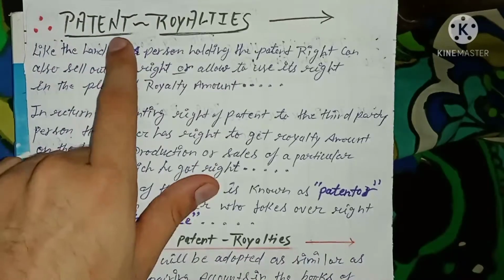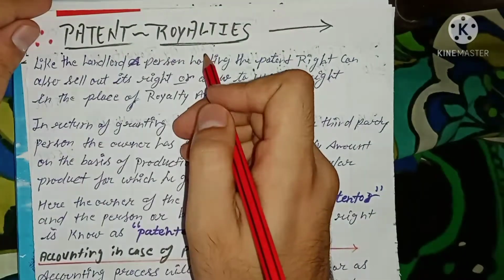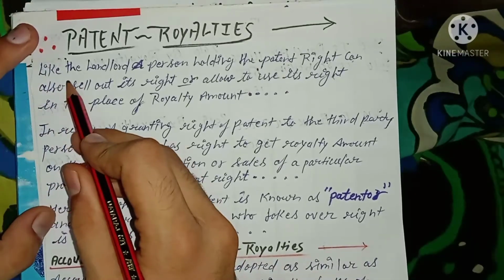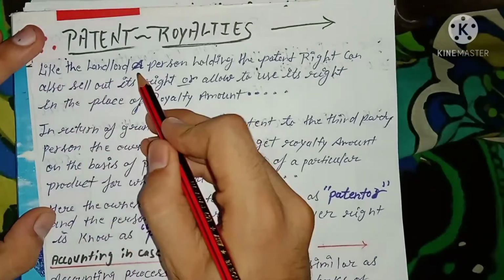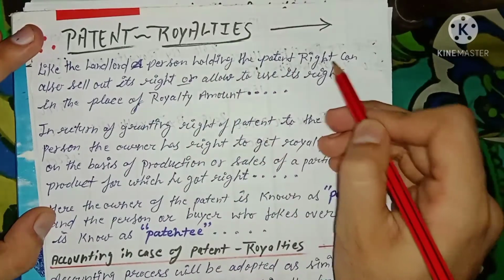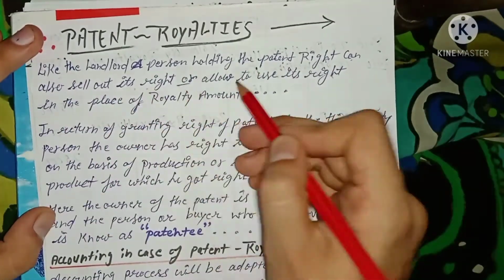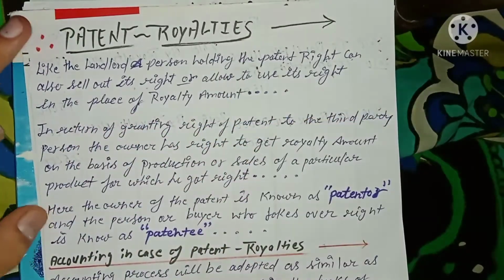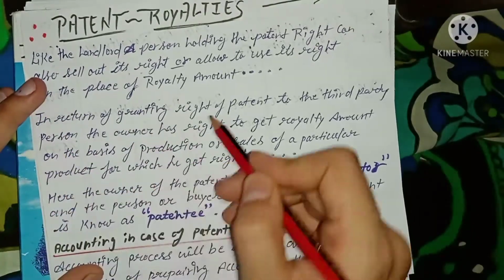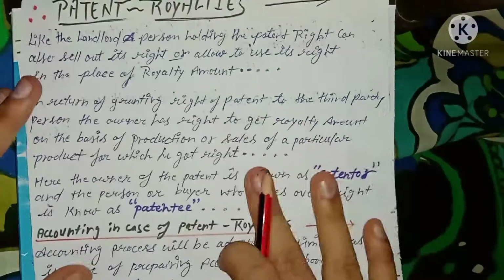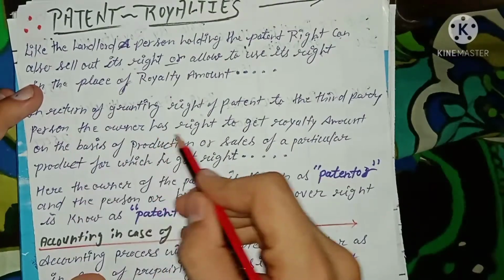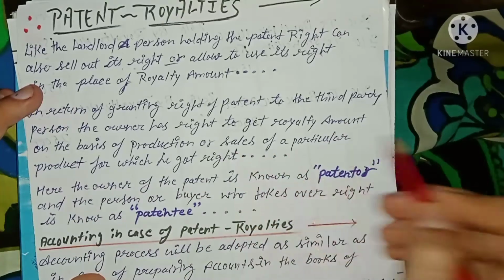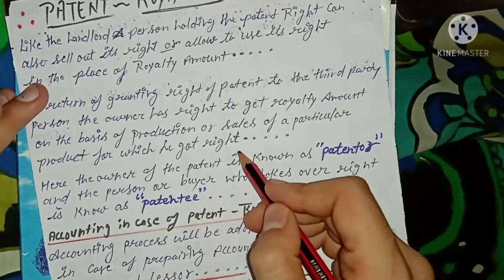So the topic for this video is called patent royalties. First of all, let's understand a bit regarding patent royalties. As I already mentioned here for your convenience, the person holding the patent right can also sell its right or allow others to use its right in return for a royalty amount. In return for granting the patent right to a third party, the owner has the right to get a royalty amount on the basis of the production or sales of the particular product for which he granted the right.